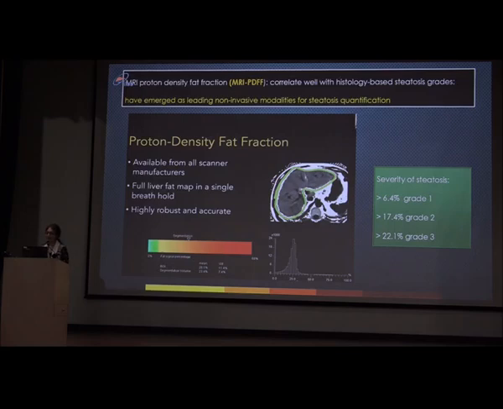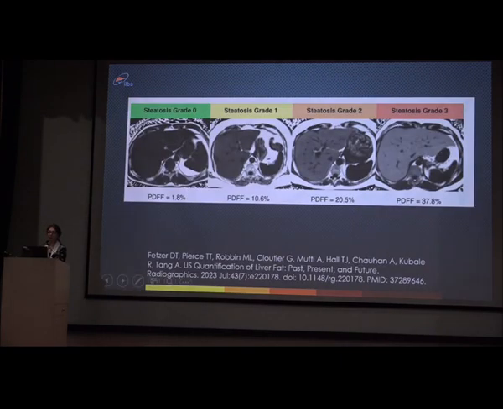So the severity of steatosis with MR-PDFF has been graded as 1, 2, and 3: more than 6.4, more than 17, and more than 22. These are the three brackets which we are grading as 1, 2, and 3 steatosis. So this is the map.